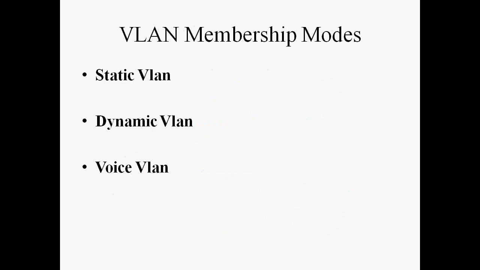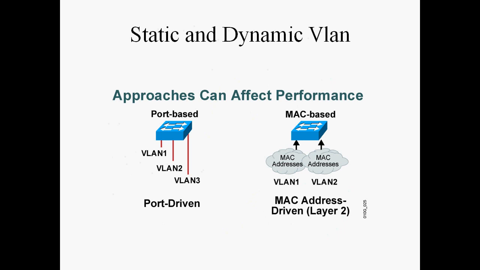VLAN membership modes. There are three types of VLAN membership modes: static VLAN, dynamic VLAN and voice VLAN. In static VLAN, using a single switch, say a Cisco Catalyst switch with 24 Fast Ethernet ports, the first 12 ports can be assigned to network 1 and the next 12 ports to network 2. Using a single switch we can create two different networks depending upon the port. That is a static VLAN.